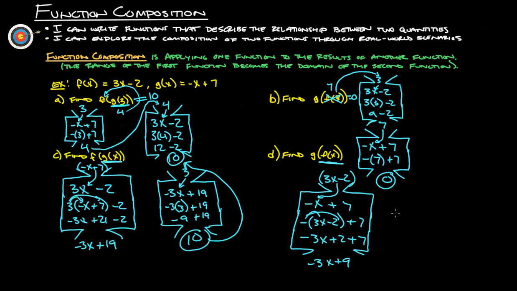Now, again, if we were to plug 3 into this composition here, negative 3 times 3 is negative 9. Negative 9 plus 9 is 0, and that's exactly what we get when we plug it into both of those.